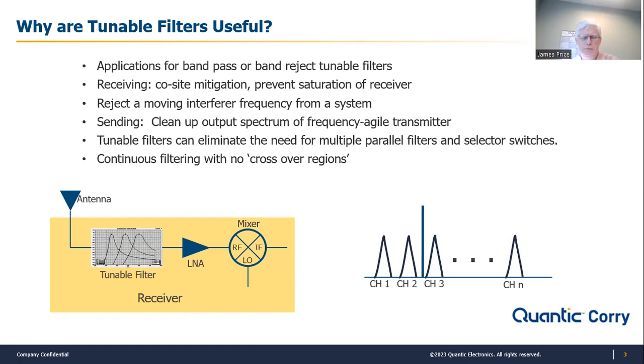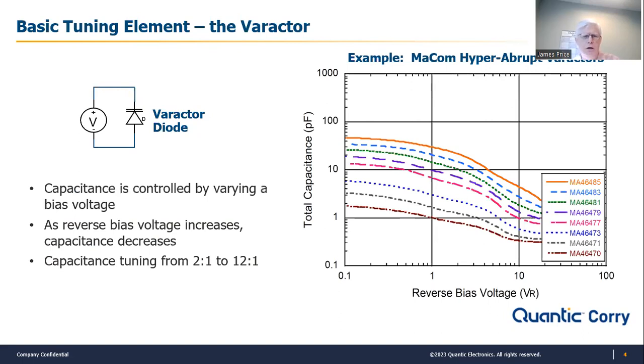Could you maybe define that a little bit more and explain how it works? Yeah, sure. Varactor diodes are basically variable capacitors when you reverse bias them. So over there on the chart on the right, I'm showing some MACOM diodes. This is a family of hyper-abrupt MACOM diodes.